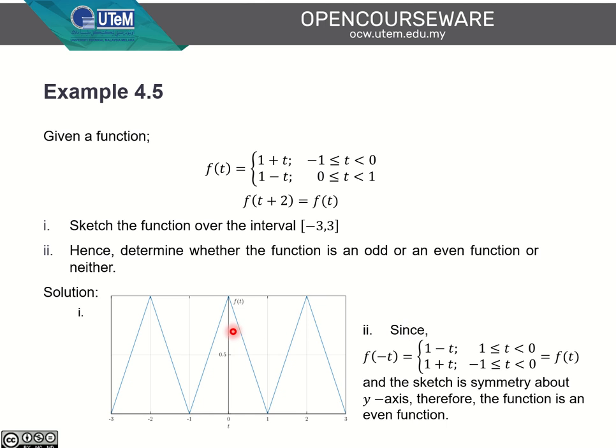So you can see that based on the plot, the function is symmetric about the y-axis. And when we test the first property f(-t), we substitute t by -t, we can see that we get f(t). Symmetric about the y-axis, f(-t) equals f(t), therefore the function is an even function.